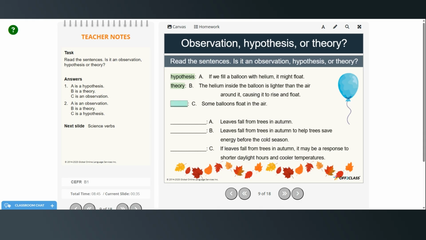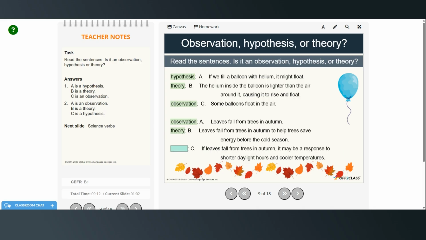And some balloons float in air. That is an observation. Leaves fall from the trees in autumn is an observation. Leaves fall from trees in autumn to help trees save energy before the cold season. That is a theory. And if leaves fall from trees in nature, it may be a response to shorter daylight hours and cooler temperatures. That is a hypothesis.